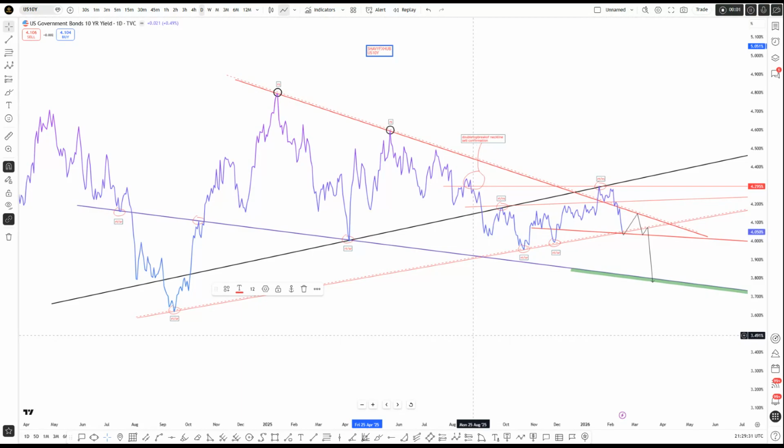US10Y technically represents the yield on the US 10-year Treasury notes. It's a government debt security maturing in 10 years that serves as a global benchmark for interest rates, reflecting investors' expectations on growth, inflation, and Fed policy. And if you look at the structure once again, you'll see why US10Y is key and critical for every trader.